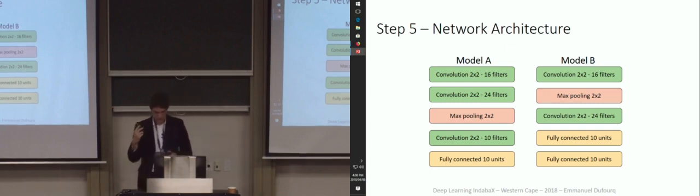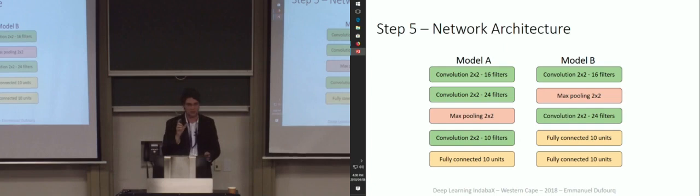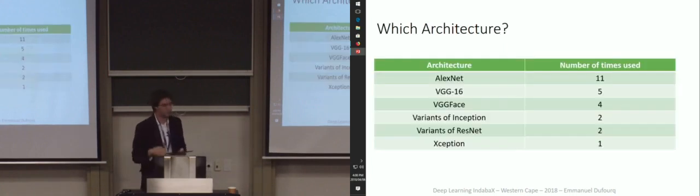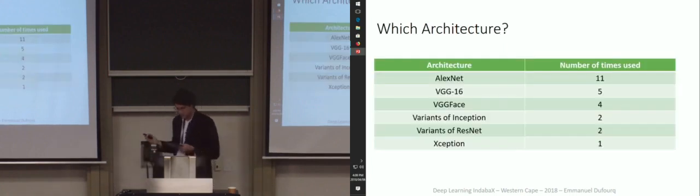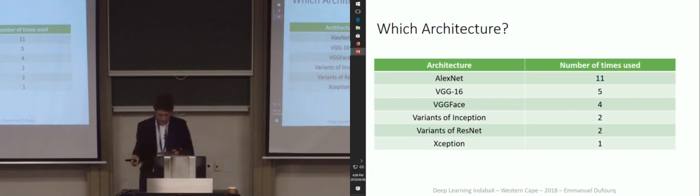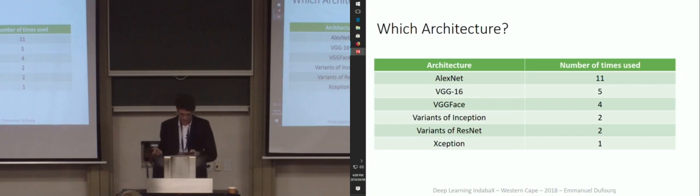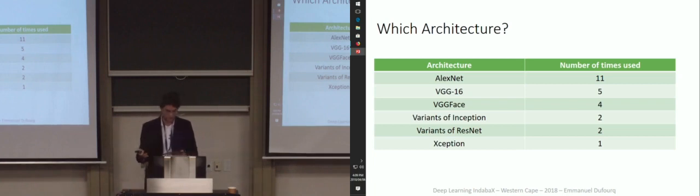26 studies did not implement their own CNN. This doesn't mean that they obtained the pre-trained weights. It just means that they were inspired by the architecture and used the structure of the architecture. So which architecture to use? Well, AlexNet was reported in 11 studies. There were VGG variants, VGG16 and VGG Face, and then other authors reported variants of Inception and ResNet.